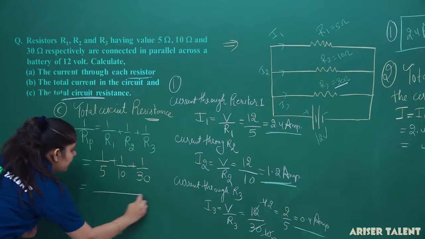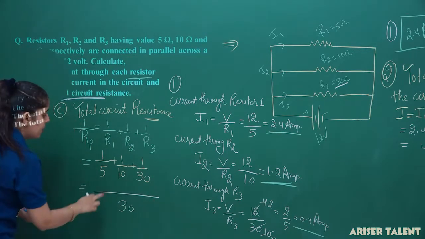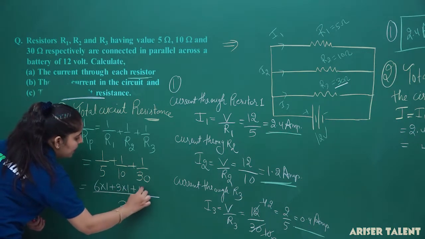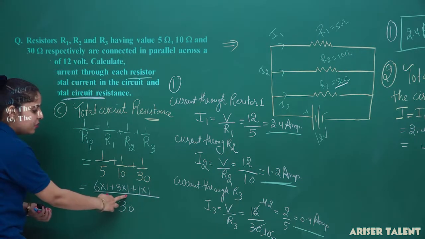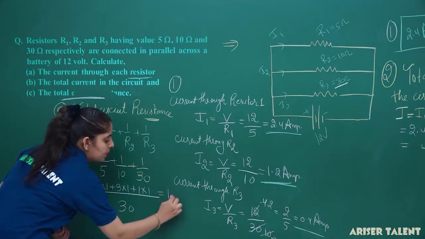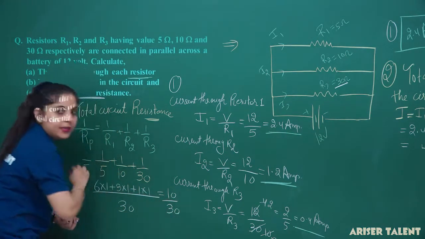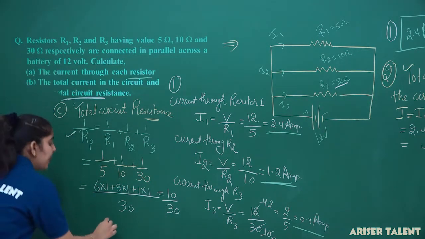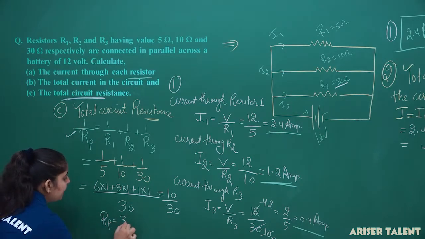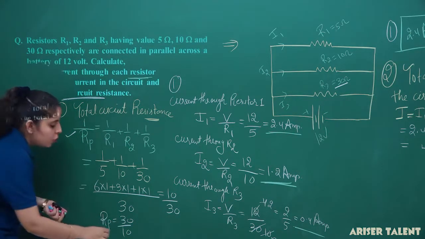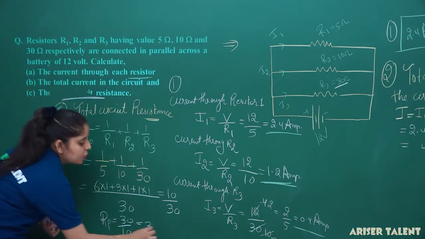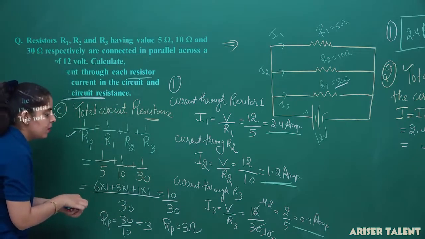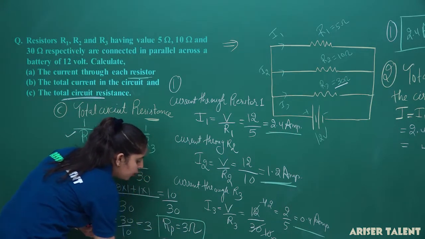On doing the LCM, it came out to be 30. Then it is equal to 6 into 1 plus 3 into 1 plus 1 into 1. 6 plus 3, 9, 9 plus 1, 10. So 10 upon 30 is the value of 1 upon Rp. Then what will I get here? I will get Rp equal to 30 by 10. So 30 by 10 gives you 3. So it came out to be resistance in parallel equal to 3 ohm. So the value of Rp will be 3 ohm here.